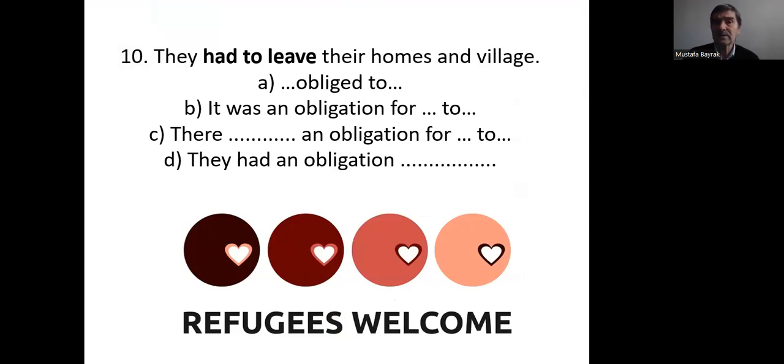Even the pet of the house was obliged to leave their homes. It was an obligation for them to leave their homes and village. There was an obligation for them to leave. They had an obligation to leave their homes and village. Okay. Refugees, welcome. A nice saying, yes, refugees, welcome.